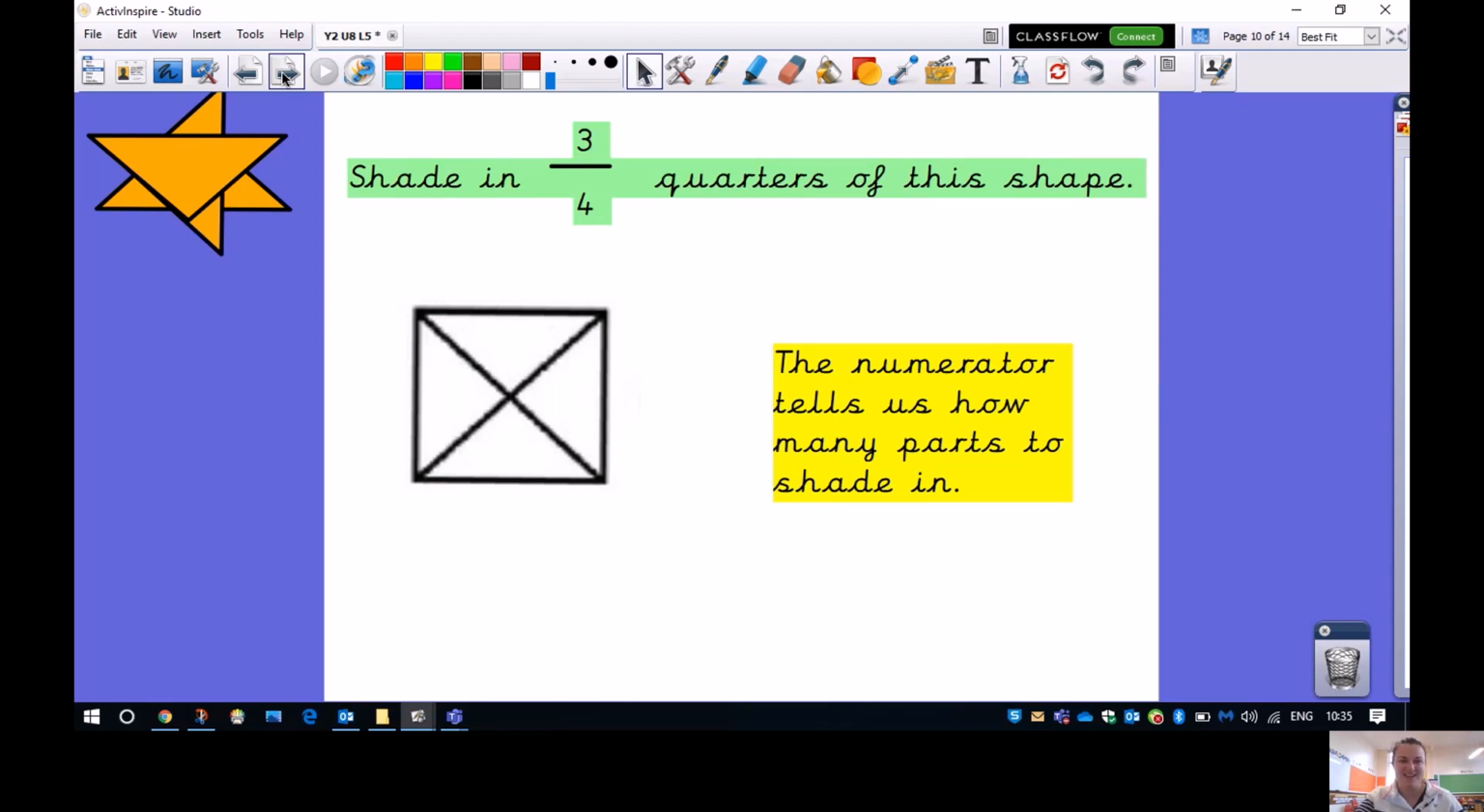Your turn. Shade in 3/4 of this shape. First of all, how many parts are there to my shape? 4. Well done. And how many do I need to shade in? 3. I need to shade in 3 of my 4 parts of my whole. I need to shade in 3/4. 1/4, 2/4, 3/4. I've shaded in 3/4 of my shape.